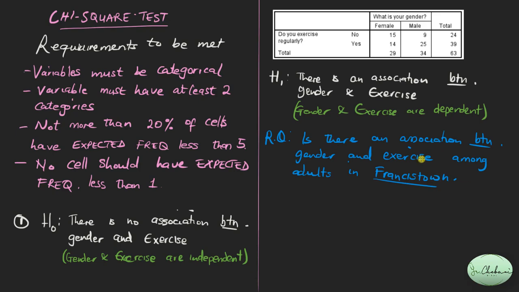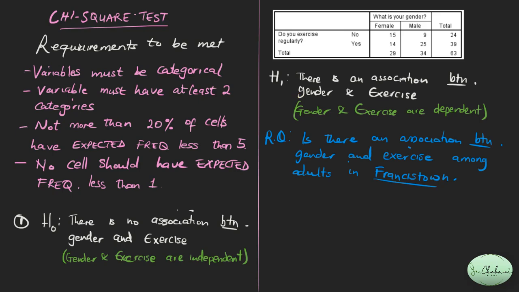So this becomes our research question, and then we frame this research question in the form of a hypothesis, and then we test that hypothesis. Then we get our answer at the end, whether there is a significant association between these two variables.